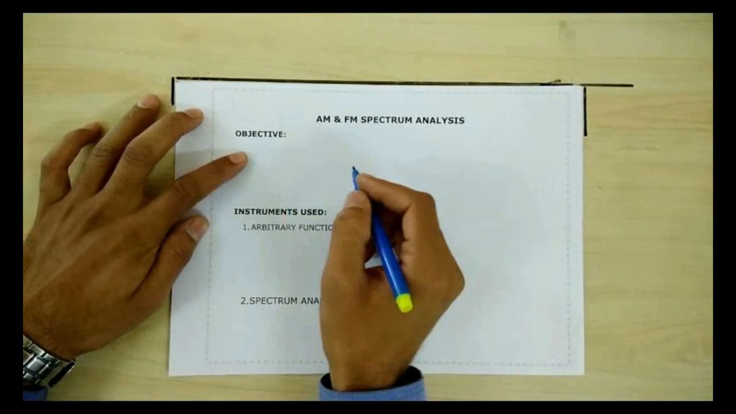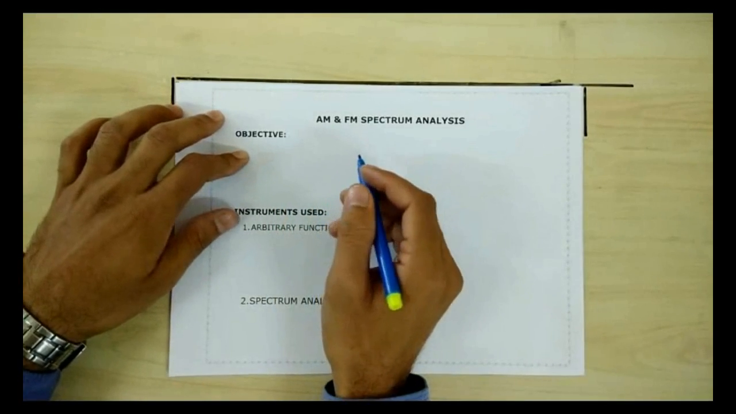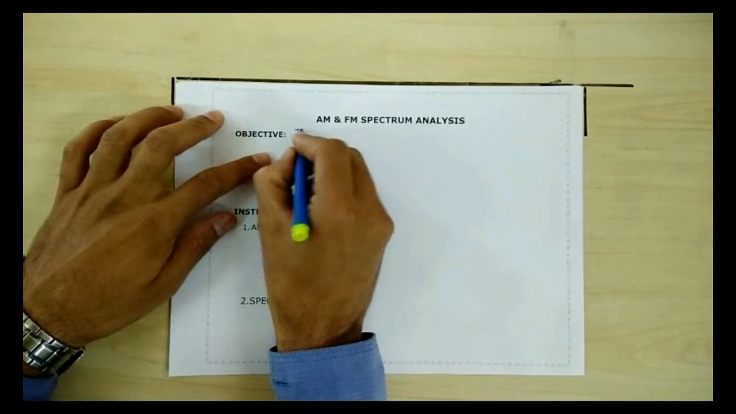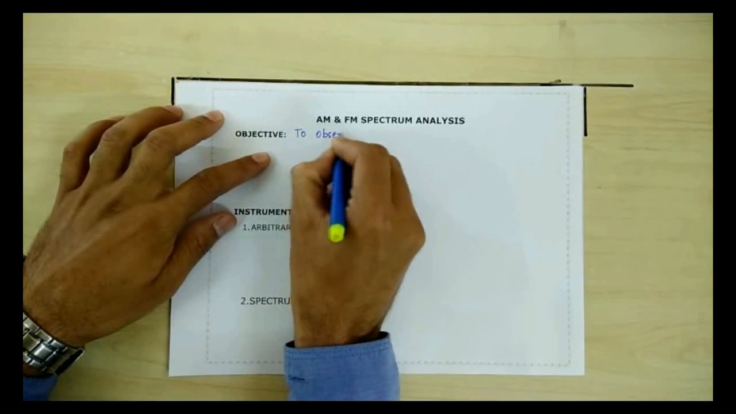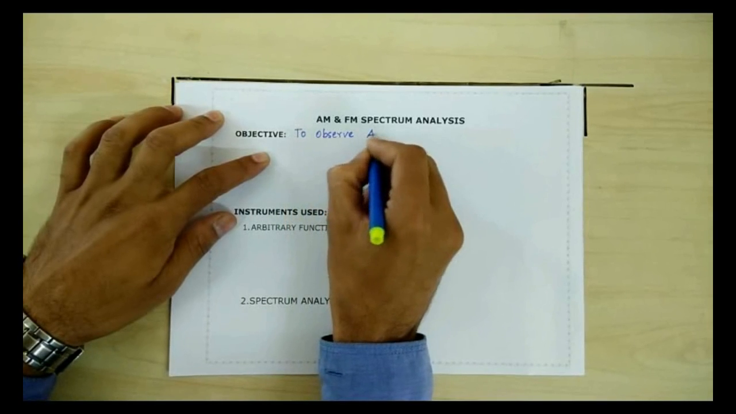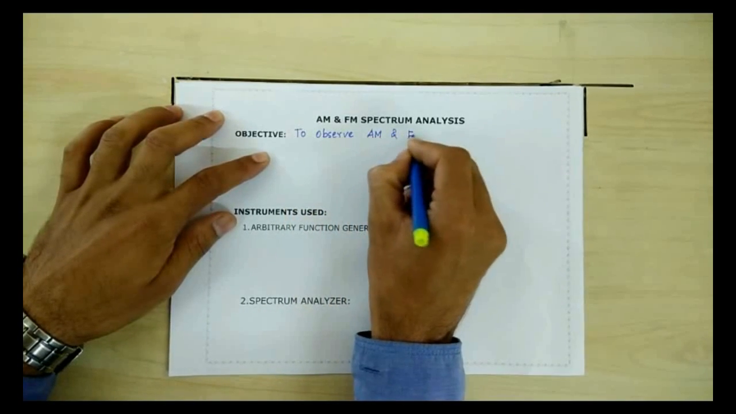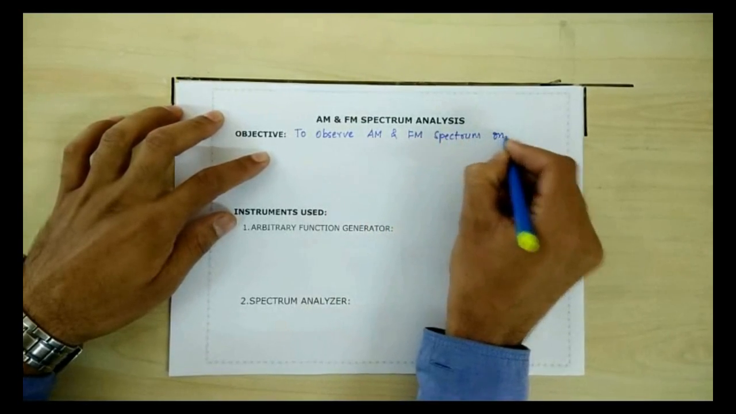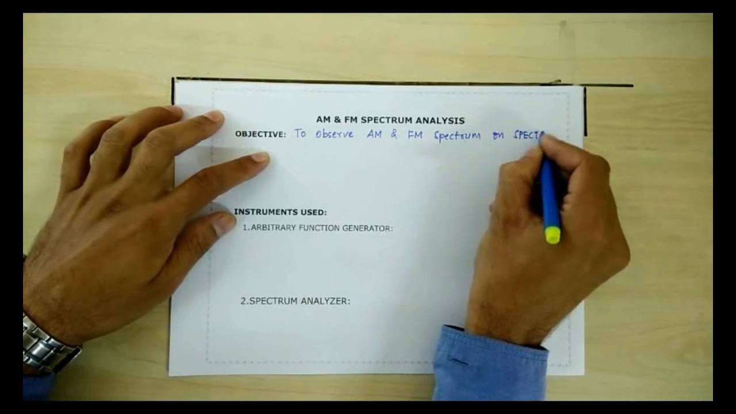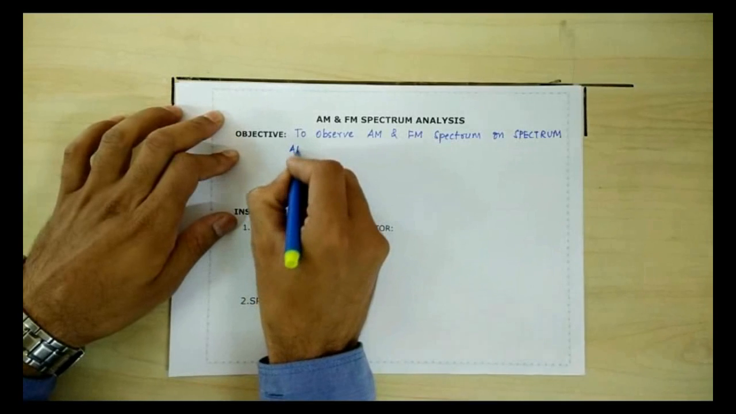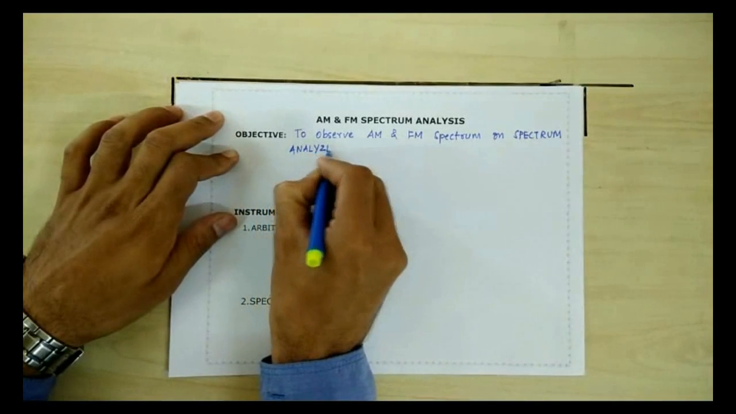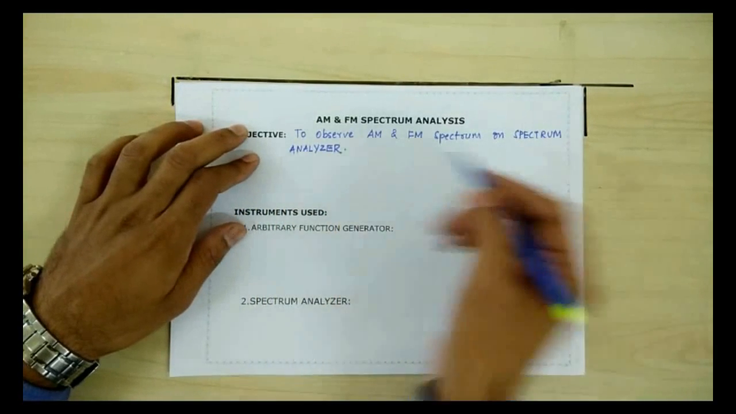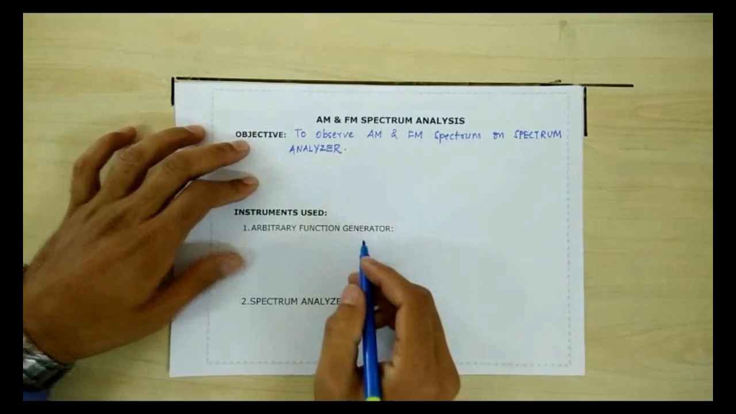In this video, we are going to learn the experiment AM and FM spectrum by using spectrum analyzer. The objective of this experiment is to observe AM and FM spectrum on spectrum analyzer. Through this video, we are also going to learn how to use the spectrum analyzer instrument.